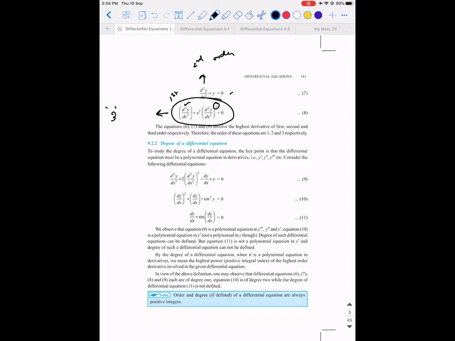For example, if the question had been given like this, d square y by dx square plus dy by dx the whole power 5 plus y is equal to 0. Order is 2. It is still 2 only. Okay. Order is 2. That's right.